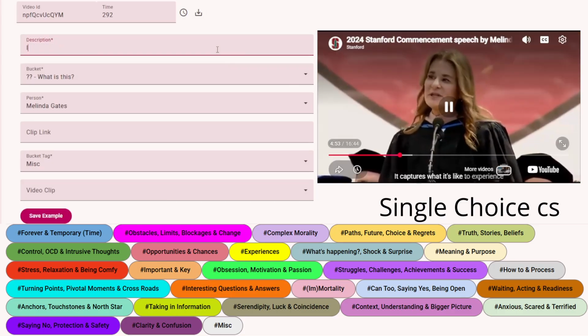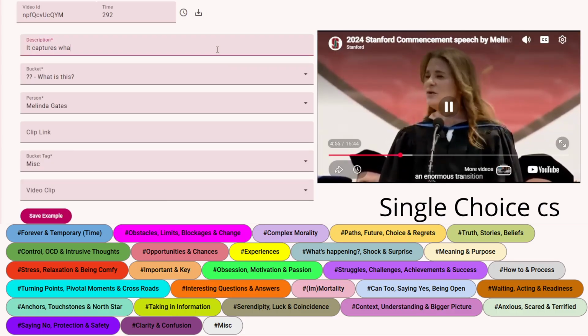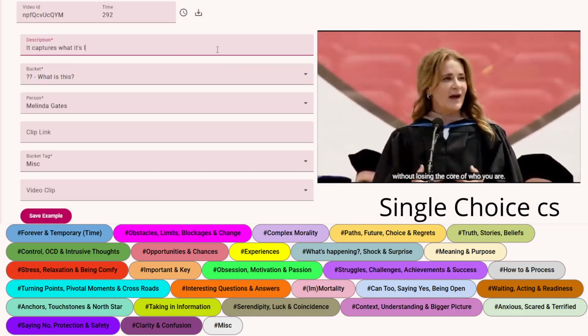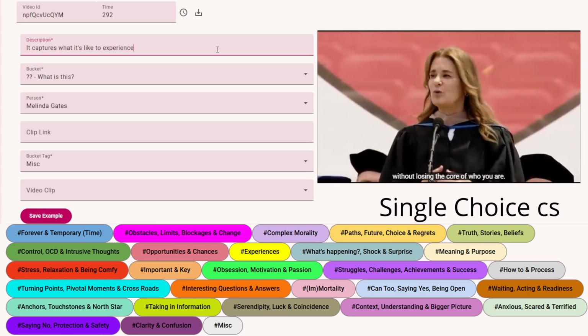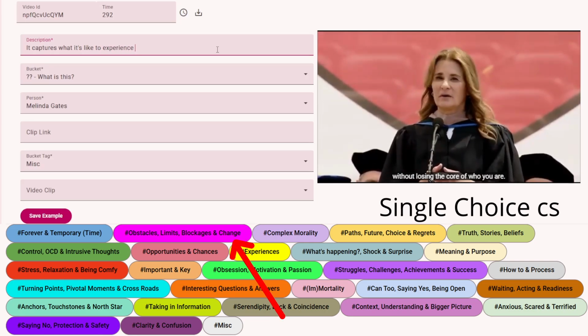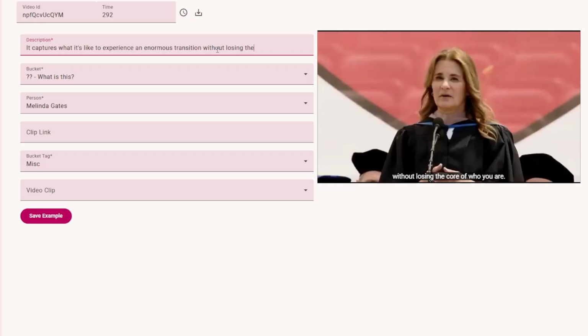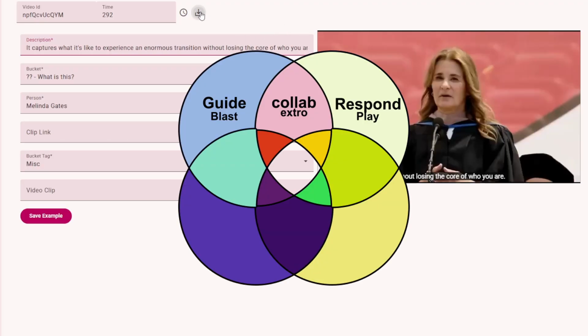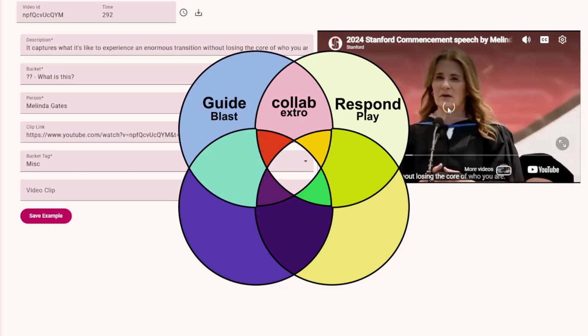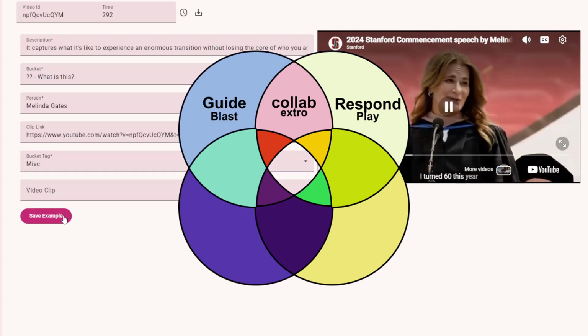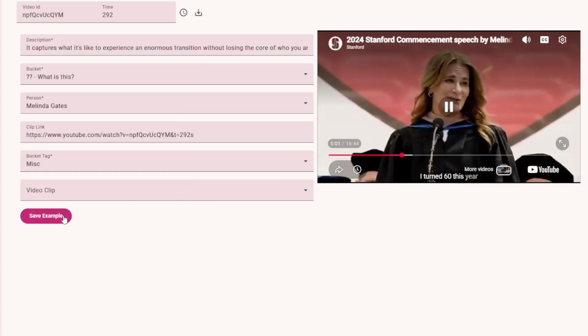"It captures what it's like to experience an enormous transition without losing the core of who you are." Again, the word transition, but she also says without losing the core of who you are, which sounds like identity, a judgment word. I think at this point it's pretty clear that Melinda's not imbalanced on the judgment axis, but since we know she's collaborative above selective, this could mean that collaborative people are more worried about losing their identity.